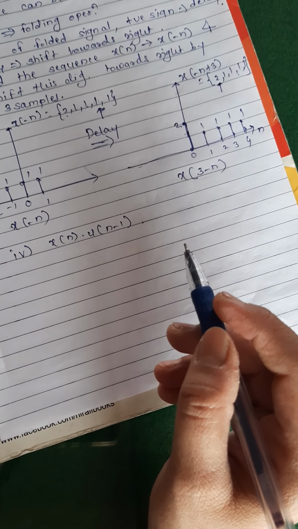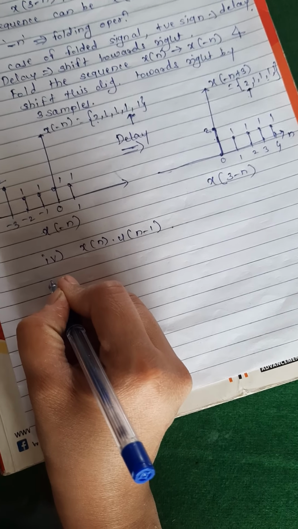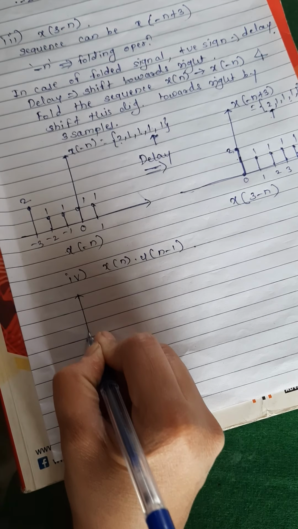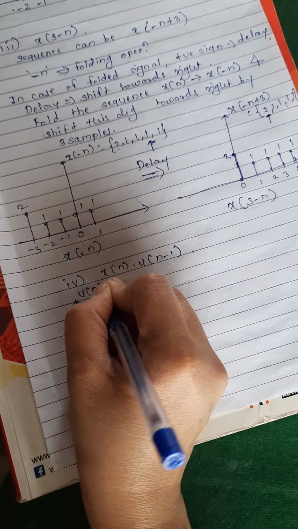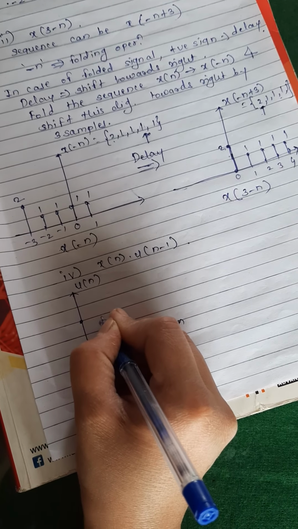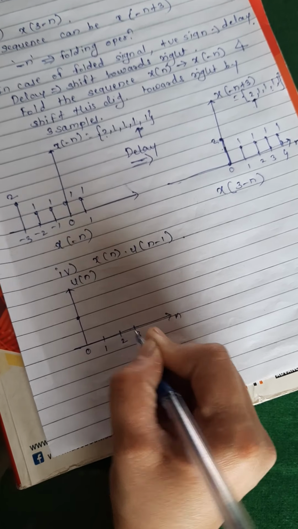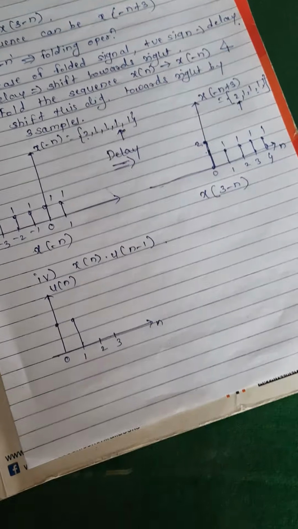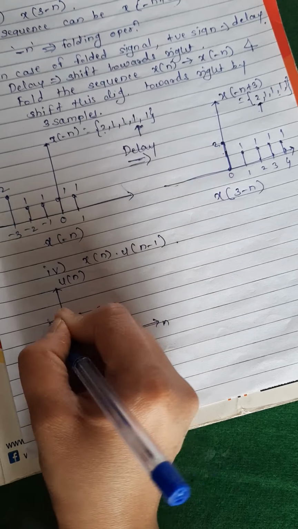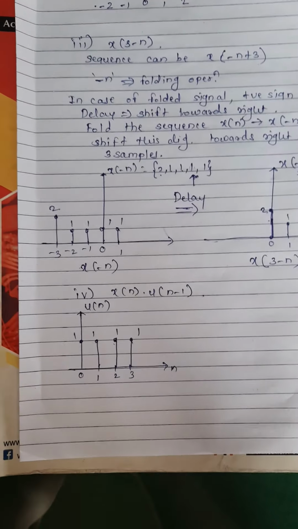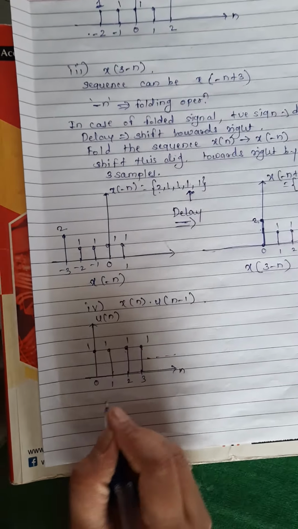So first we draw u of n. U of n is the unit step signal, with values at 0, 1, 2, 3 being 1, 1, 1, 1. So this is signal u of n.